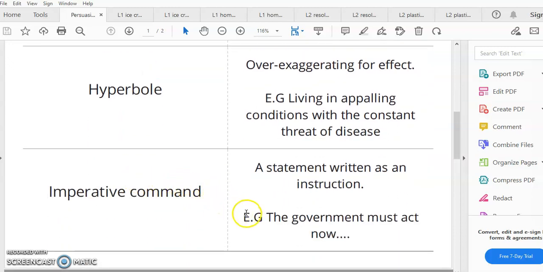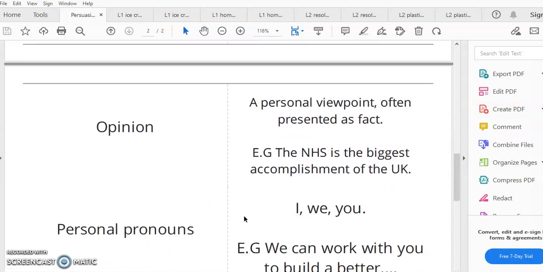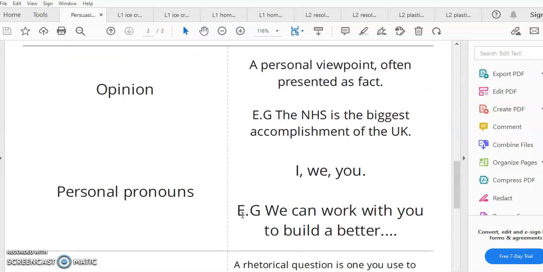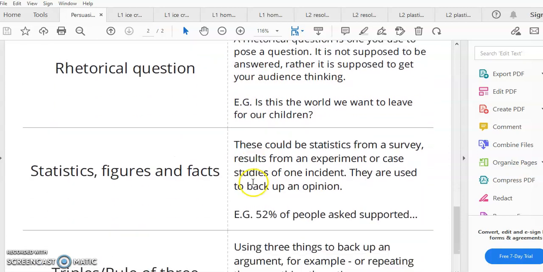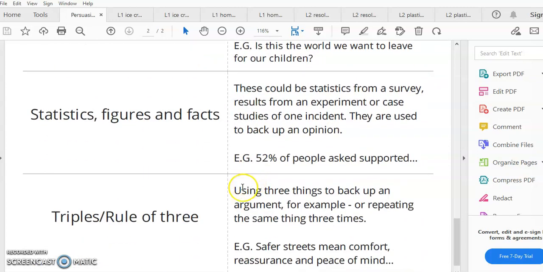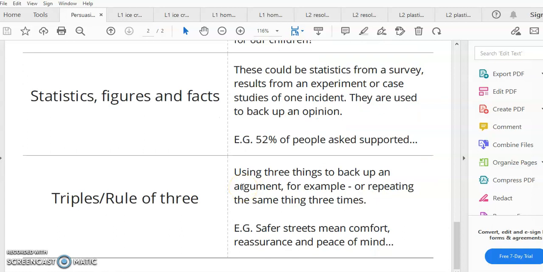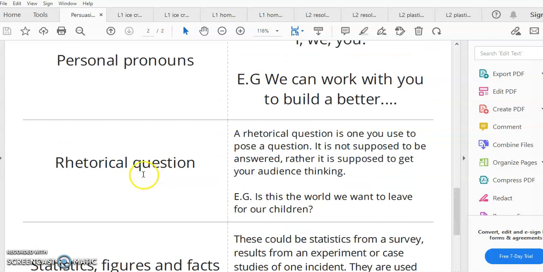Imperative command, so when an instruction is written, basically a statement is written as if it's telling you to do something or telling someone to do something. Use of opinion presented as a fact. Personal pronouns, so I, we, or you, that include the reader. Rhetorical questions, which are questions you're not supposed to answer but you're supposed to think about. Use of statistics or facts or figures to support an argument, and of course rule of 3. I reckon if you've got those under your belt, you should be fine.